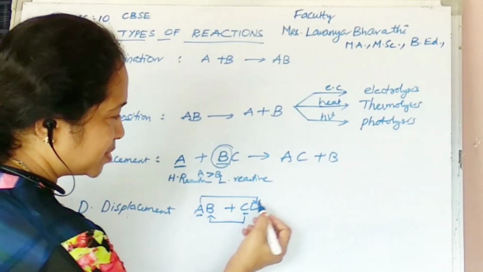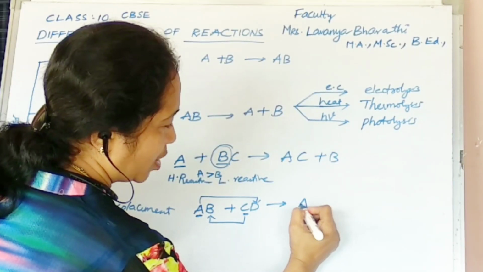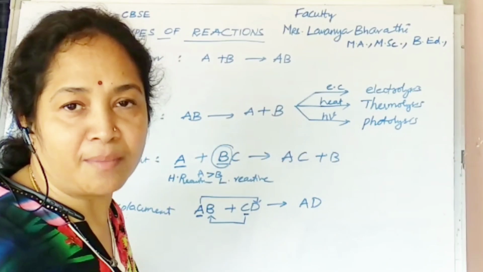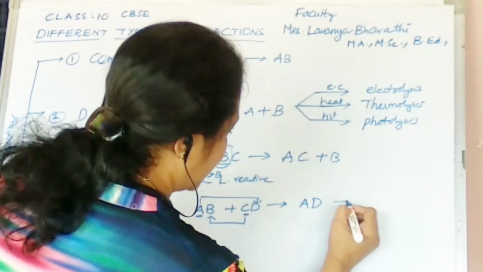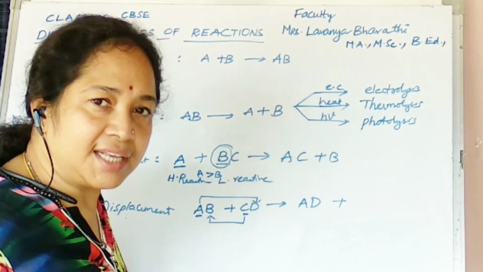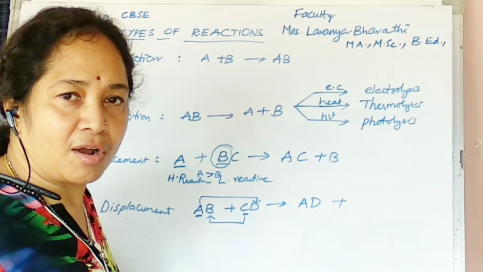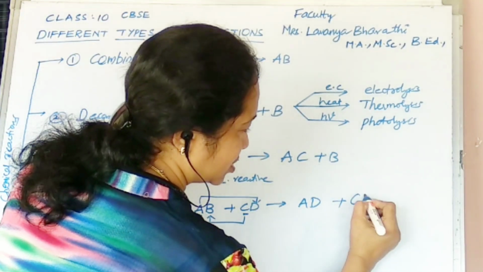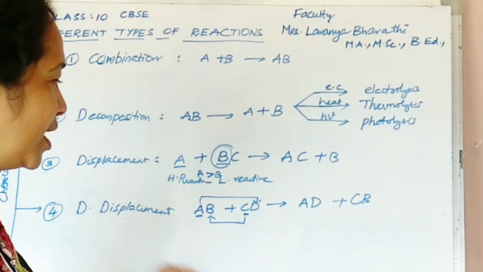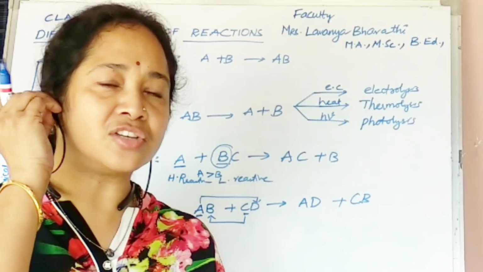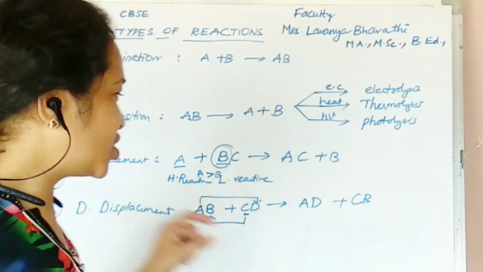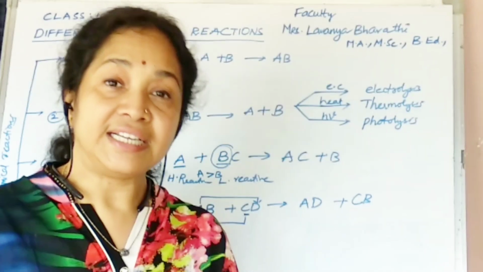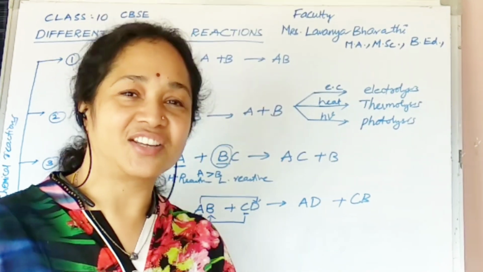So A comes in contact with D, such that what is formed? A new salt is formed, namely AD. And as I told you, always you have to write the cation in front, anion later. So CB is the next salt that is formed. So here you can see twice the exchange of cations takes place. Such types of reactions are called double displacement reactions.